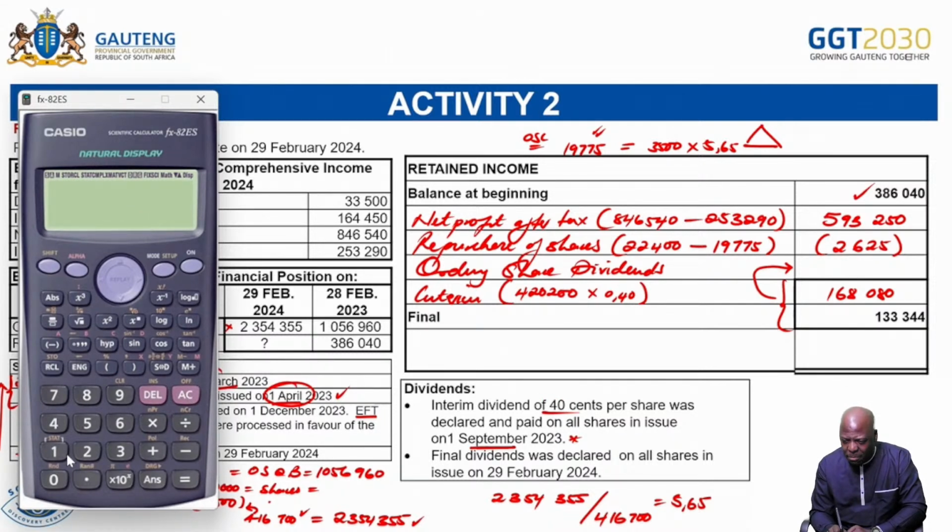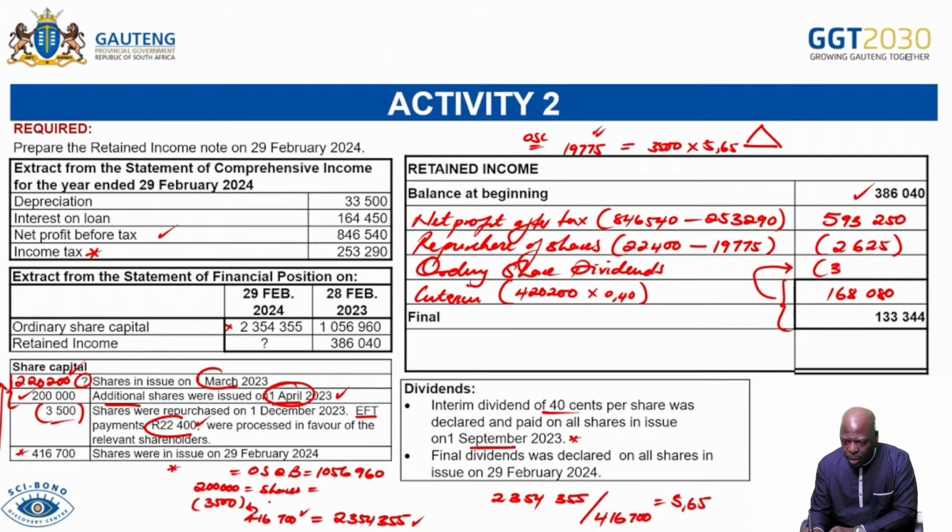Okay, let's add those figures again. I'm not sure whether it's me or my adding machine. Let's do it again. 168,080. Okay, plus 133,344. Okay, and then we get 301,424. Okay, that sounds a bit correct now. So I come here, that's 301,424.